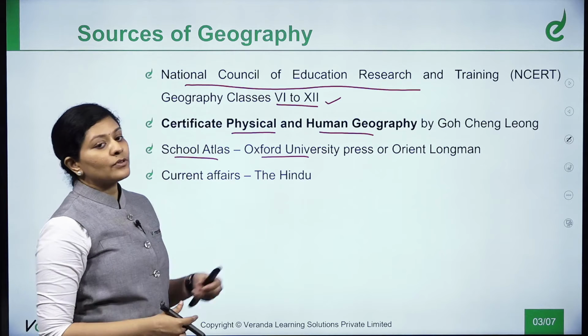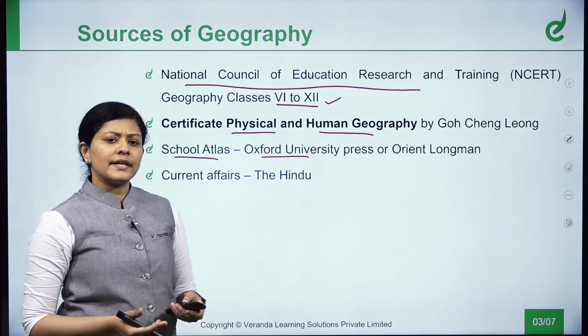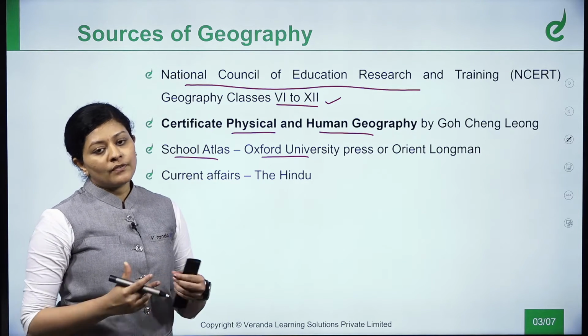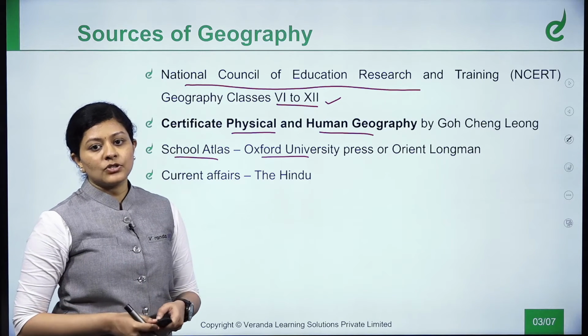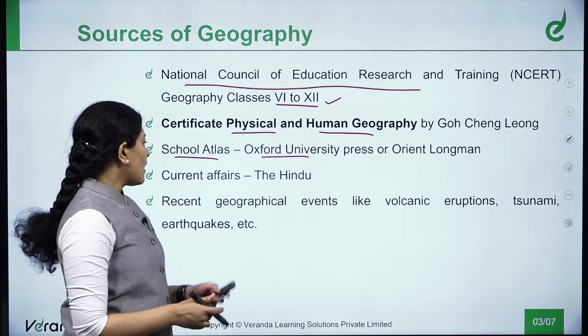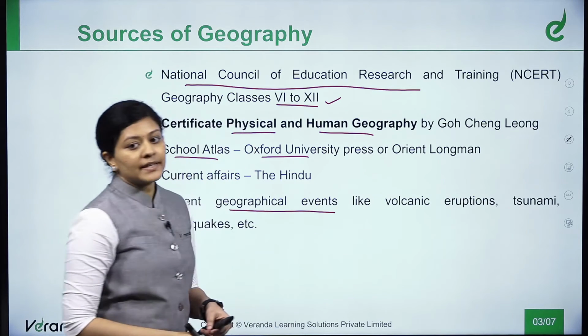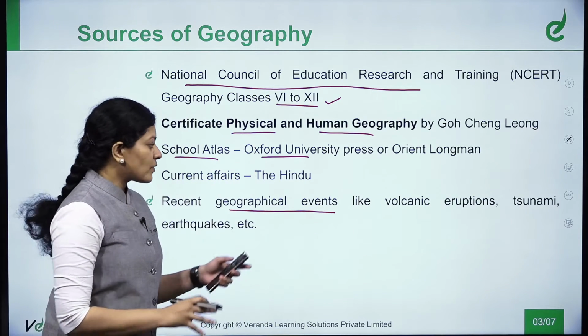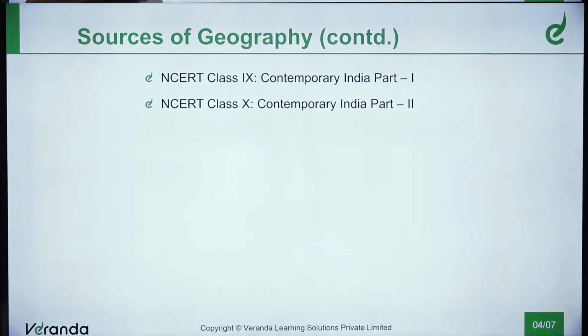Apart from this, we'll also have to follow the day-to-day current affairs, be it The Hindu or the Indian Express. It's up to you which newspaper to stick to. So, these are the basic sources of geography. And for recent geographical events like volcanic eruptions, tsunamis and earthquakes, you are supposed to keep a tab on all these geographical happenings around the world.